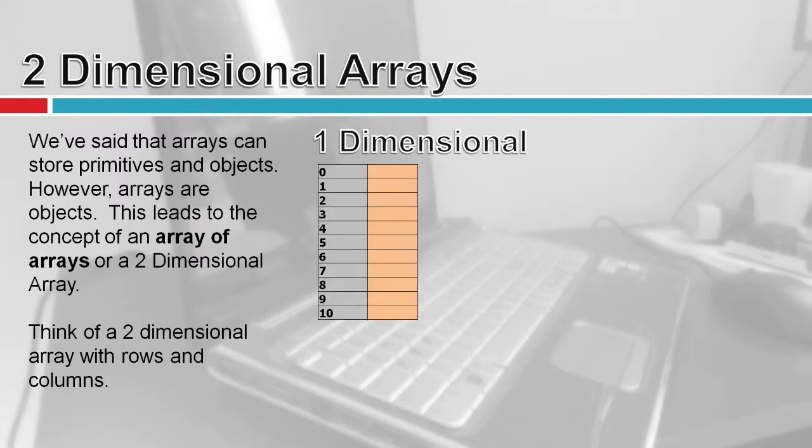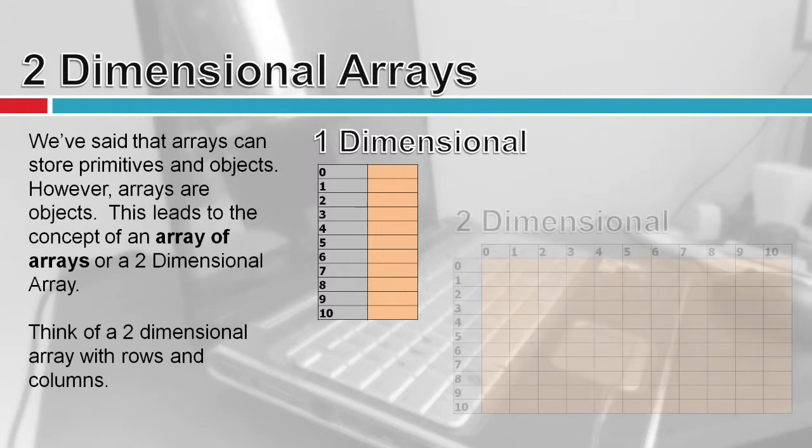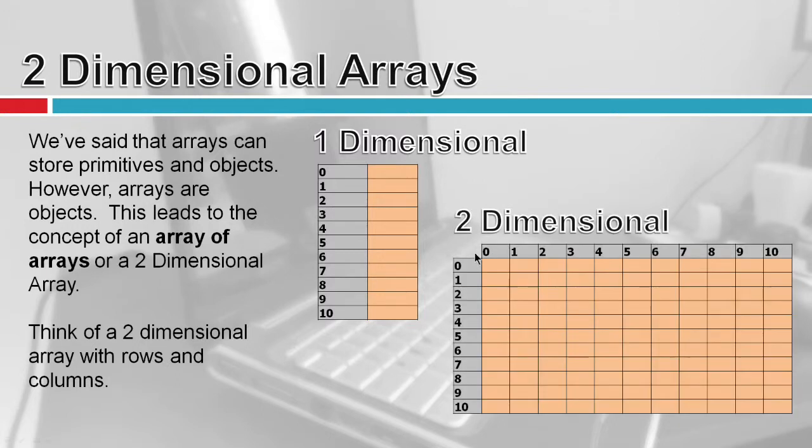So here's a one-dimensional array, here's a two-dimensional array. So you can say we have an array of arrays. Think of it like a table of rows and columns. So we have one array. The first array is an array, the second array, and so on.